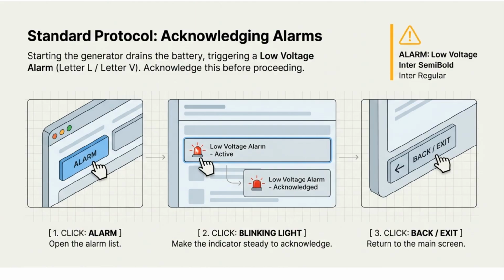A standard protocol involves acknowledging alarms. Starting the generator drains the battery, triggering a low-voltage alarm. To acknowledge, first click Alarm to open the list. Second, click the blinking light to make the indicator steady. Finally, click Exit to return to the main screen.